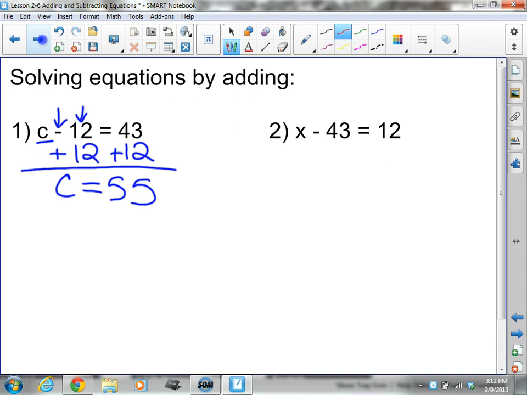X minus 43 equals 12. Again, this is a subtraction problem. So I need to add to get the variable by itself. I need to add 43 because 43 is the same side as the variable. 43 on both sides. Minus 43 plus 43 is 0. So that leaves x all by itself. X equals 12 plus 43. 2 plus 3 is 5. 1 plus 4 is 5. So x equals 55.